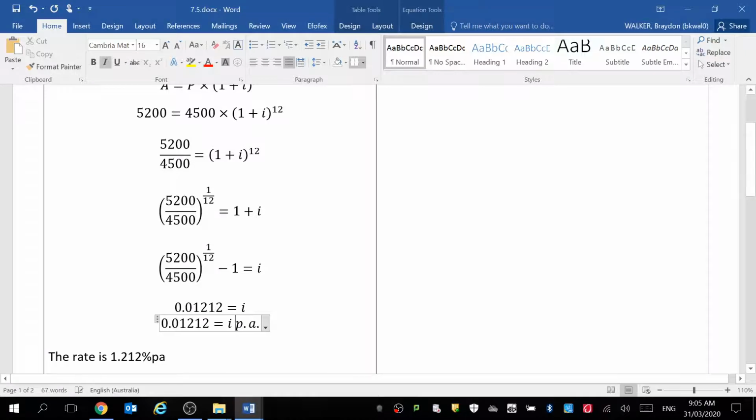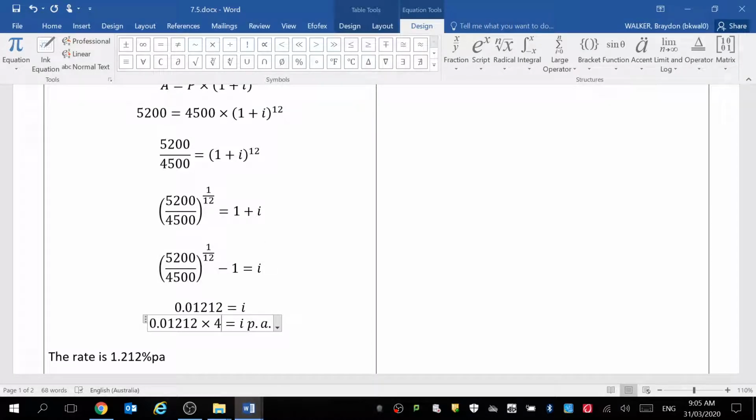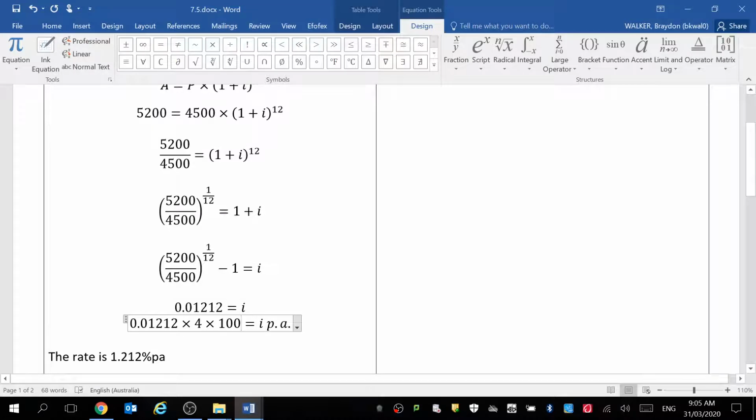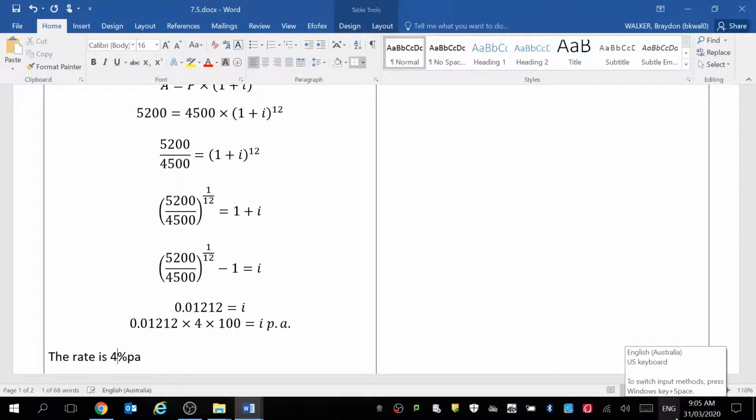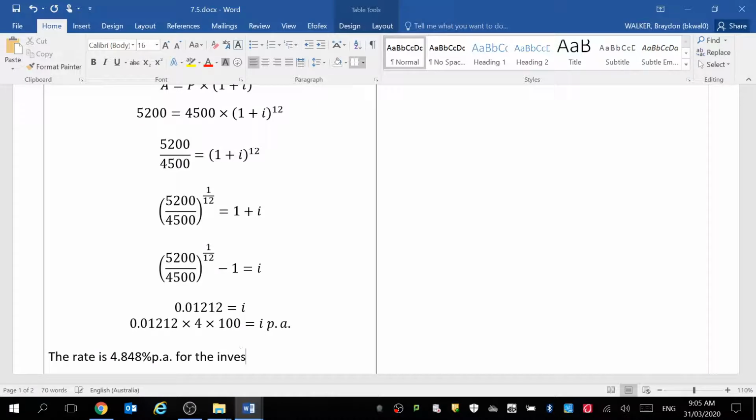The interest rate per annum, what we have to do is multiply that by a total of 4. And then what we have to do is times it by 100, and that gives us the percentage rate, just like I did from here to here. So 0.01212 times 4 times 100, we get a percentage rate, 4.848. So therefore, the rate is 4.848% per annum for the investment.